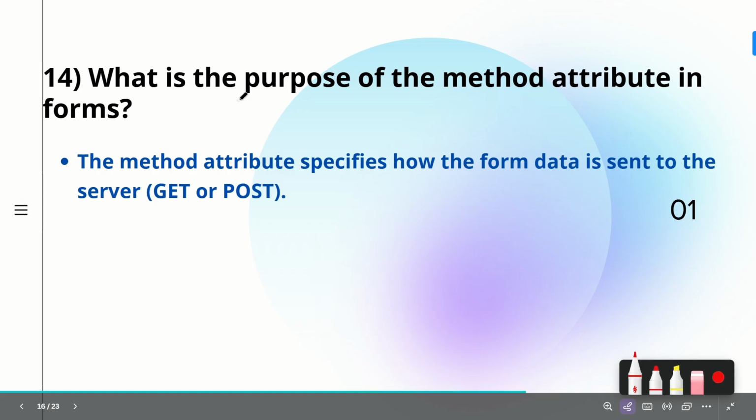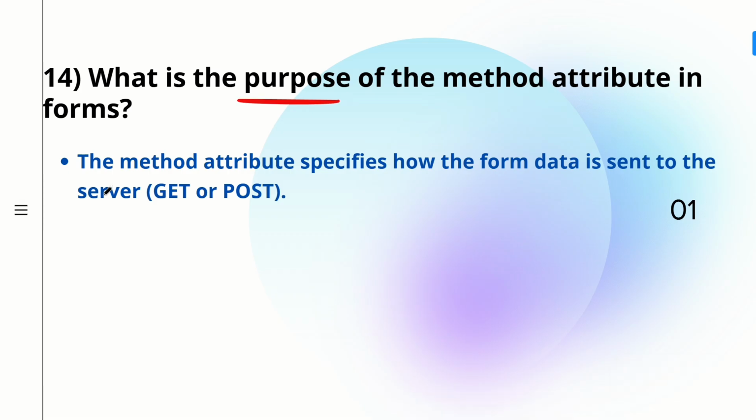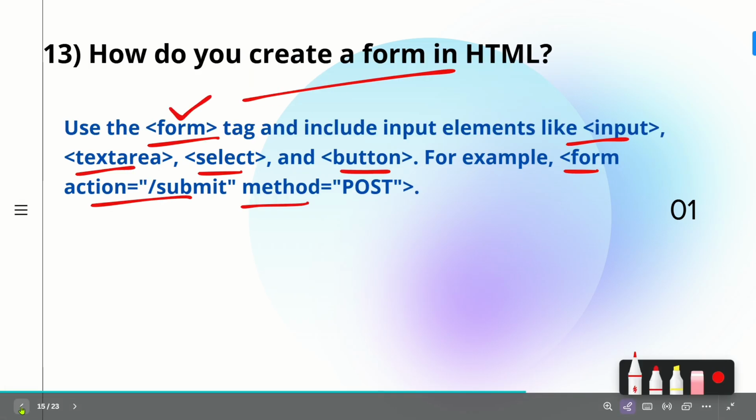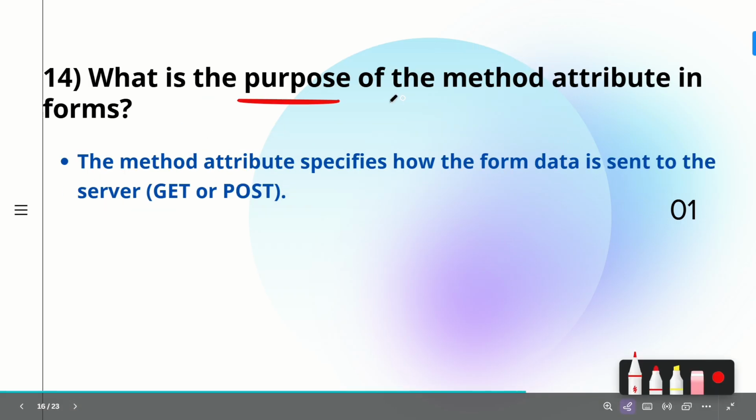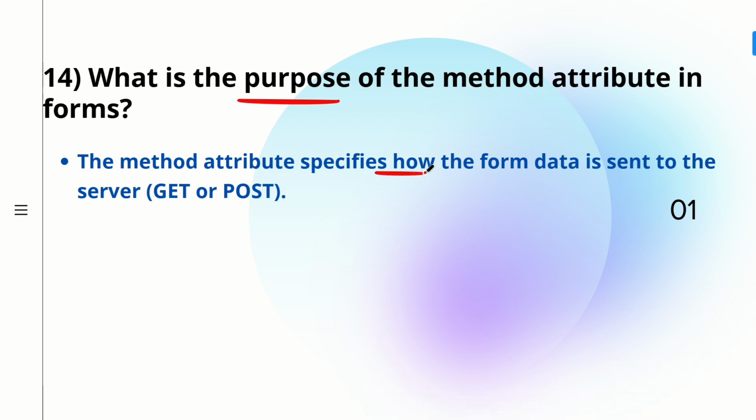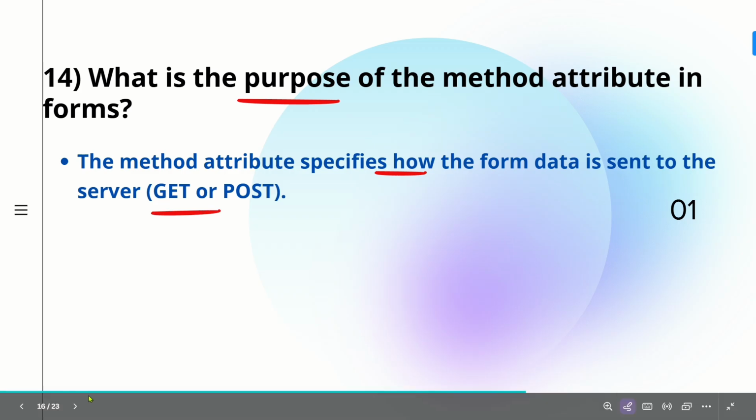Our 14th question is, what is the purpose of the method attribute in form? In the previous question we have seen the method attribute, right? Method can be get or post. So what is the use of this method attribute in form? The method attribute specifies how the form data is sent to the server. So by what method are we sending our data to the server? It can be get or post.